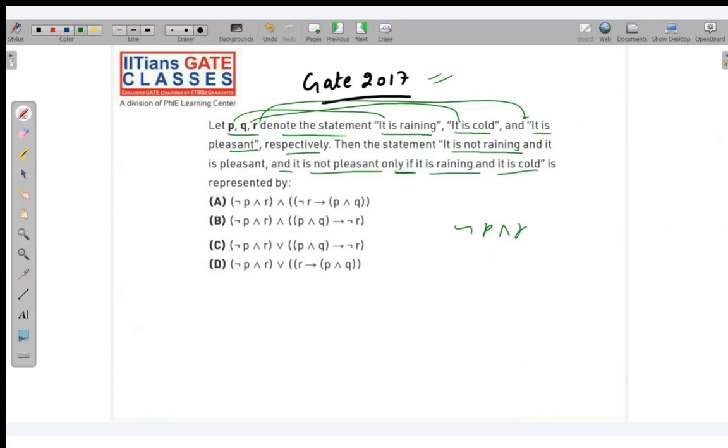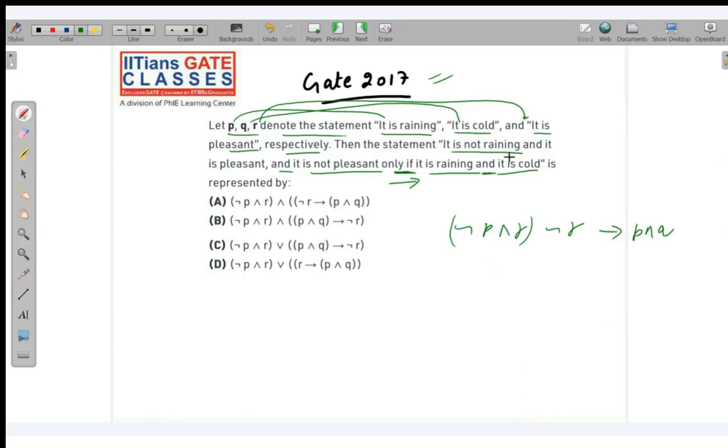And it is not pleasant only if it is raining and it is cold. Now see this, only if has come. Only if means implication, and the direction is from left to right. So it is not pleasant means not R. It is raining is P, and cold is Q.